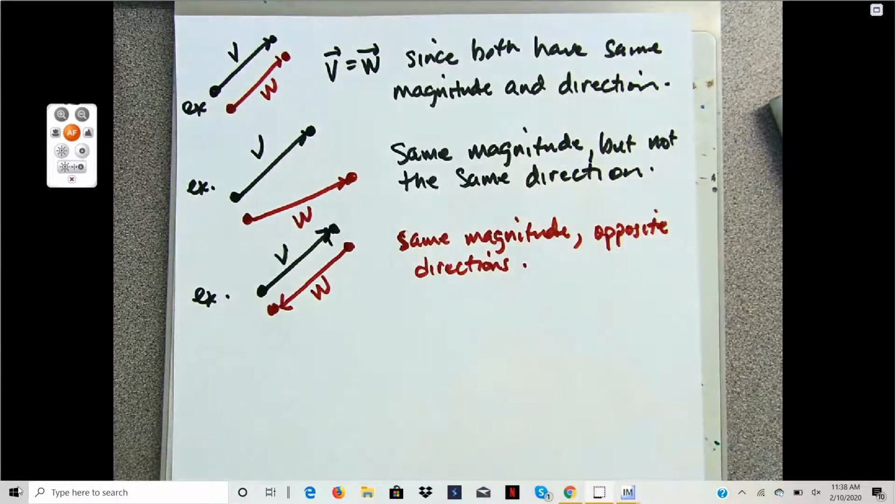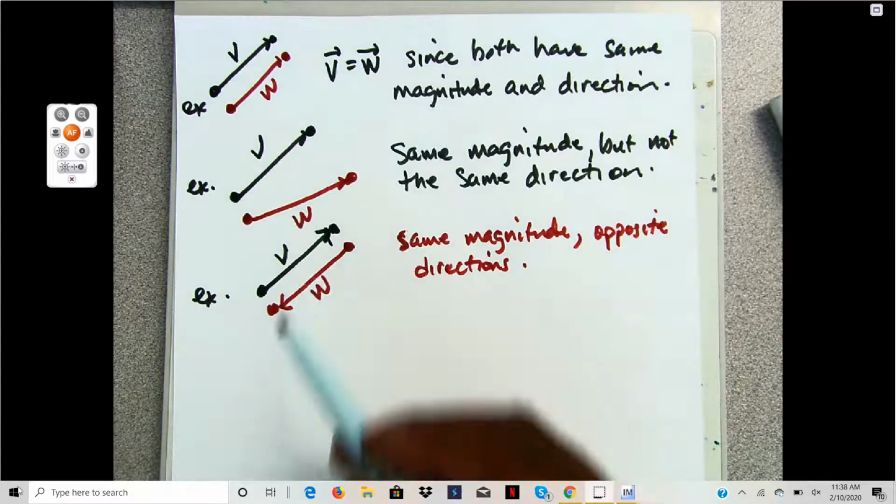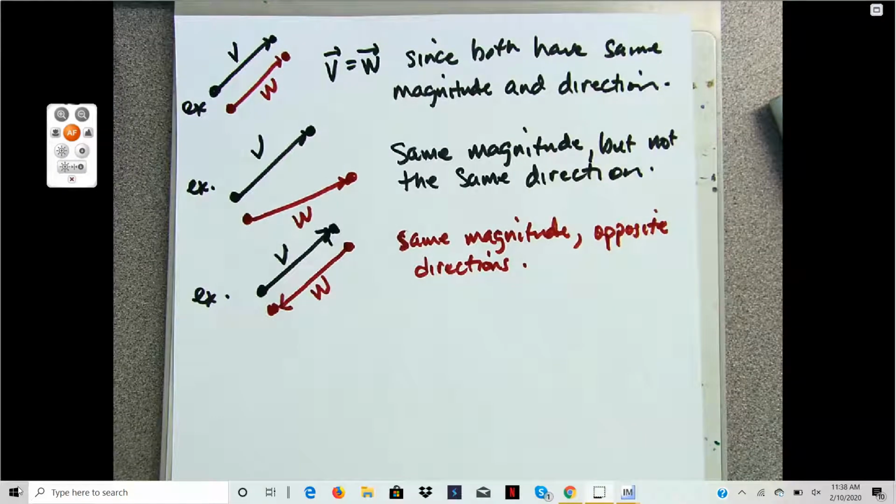So the reasoning for example 2 and example 3 are the same. Same magnitude, not the same direction. But in this case, you got to be really careful. Just because two vectors are parallel and they have the same magnitude does not mean that they will be equal.